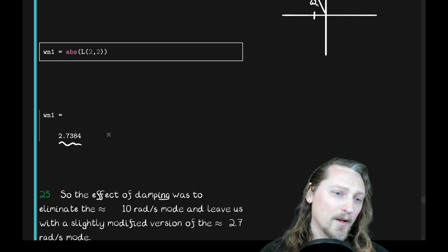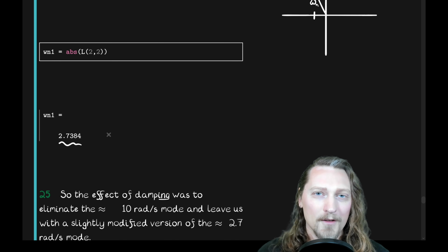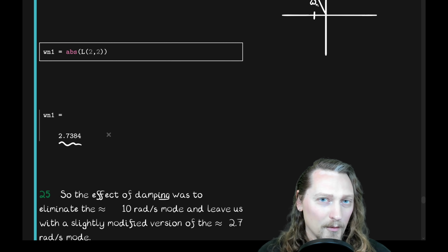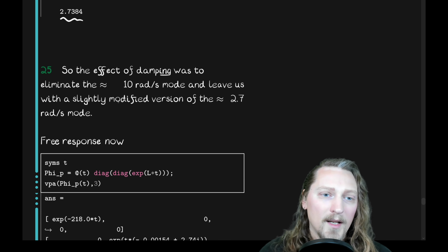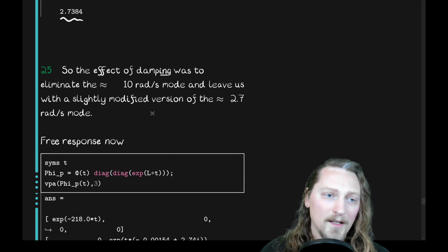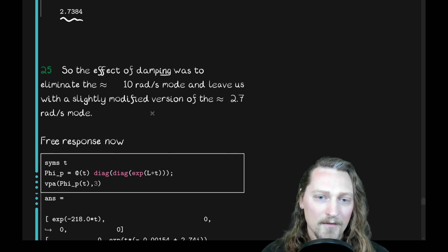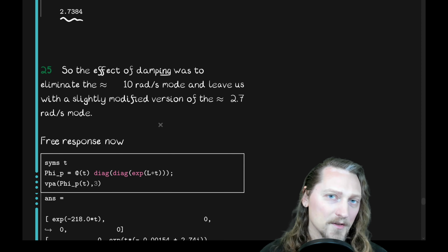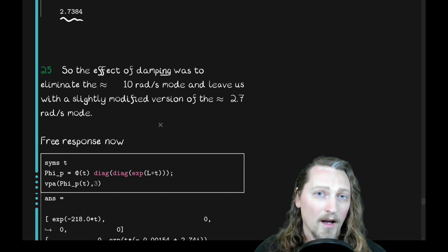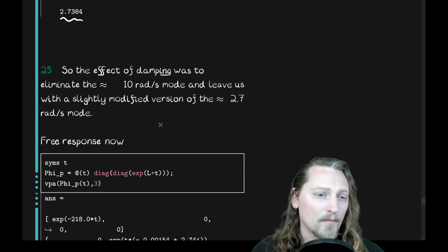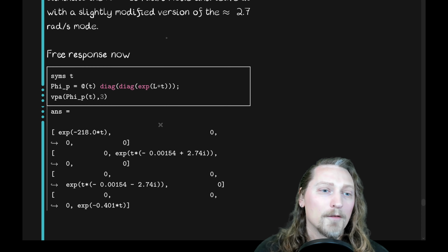The mode corresponding to that approximately 2.7 radians per second natural frequency survived that damping that we added in. So the effect of damping was to eliminate the 10 radian per second mode and leave us with a slightly modified version of the 2.7 radian per second mode. Okay, because now it's slightly underdamped instead of being undamped, but it's still oscillating at about the same frequency. So free response now.